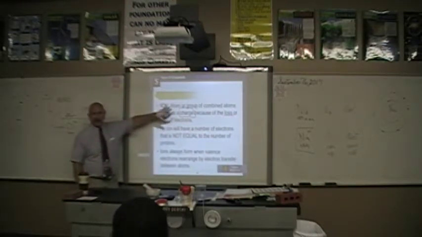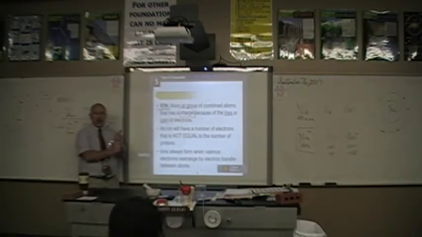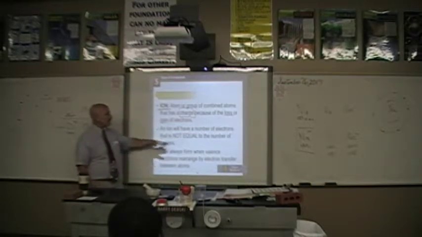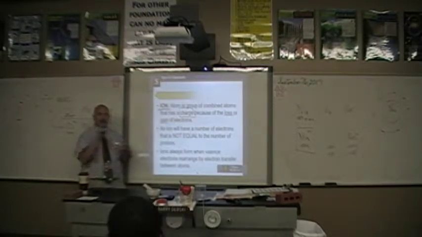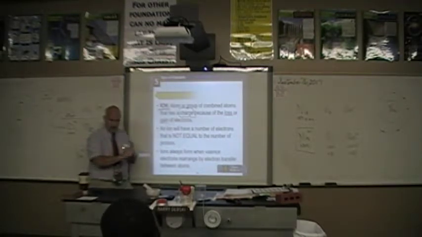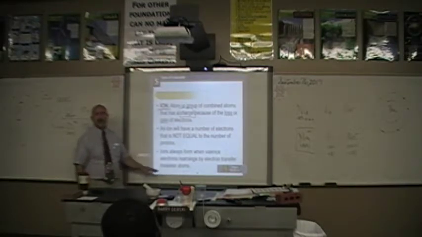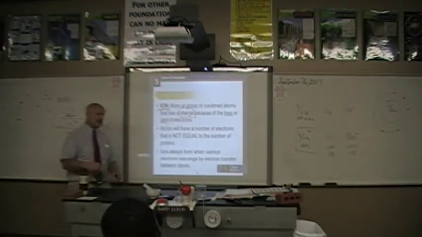Okay, so ions, everybody got it? So we form charges, positive and negative. That means our ions are not going to have an equal number of protons as electrons anymore. So you need to be careful if talking about atoms or ions. And ions form when valence electrons are rearranged from one atom to another.